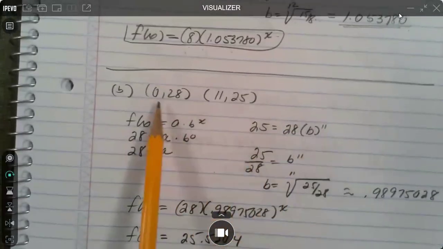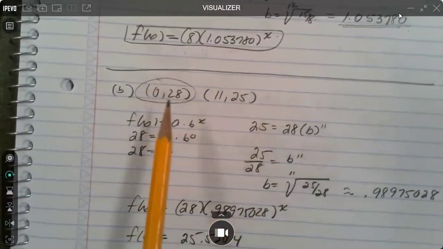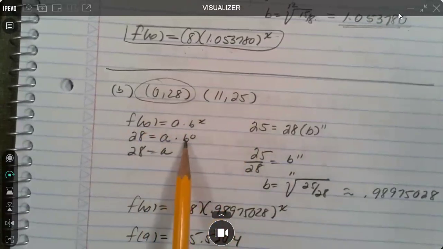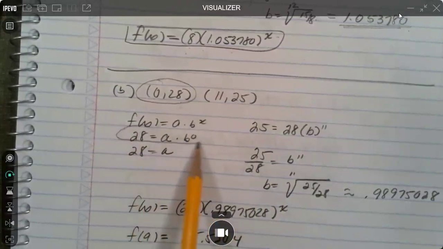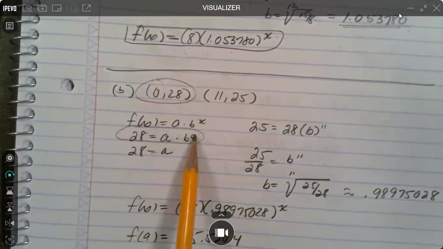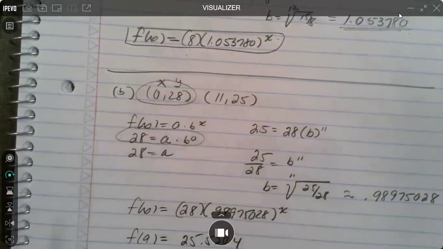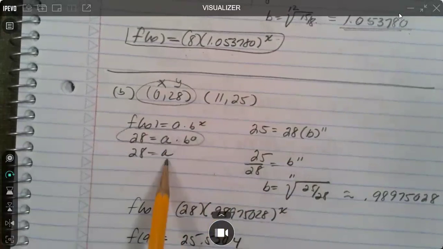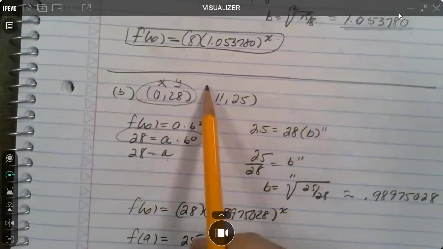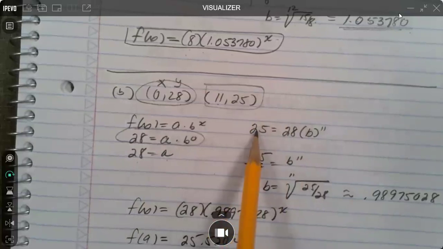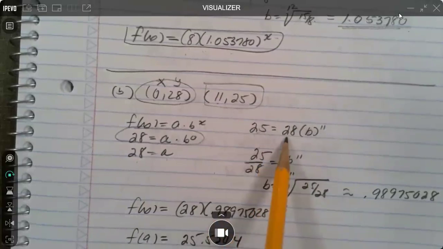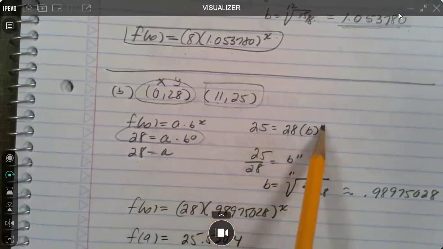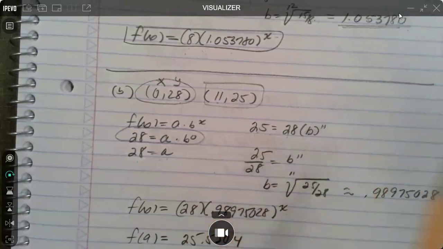In the part B, again, we're going to start with this ordered pair where x is 0. So when x is 0, you get b to the 0 times a, and the output is 28. So 28 equals a times b to the 0. Just substituting. This is x, this is f of x. B to the 0 is 1 times a is 28. Now use your second ordered pair. When the output is 25, the input is 11. So 25 equals a, which we know is 28, times b to the 11th. Divide by 28, and I'll have 25 over 28 equals b to the 11th.